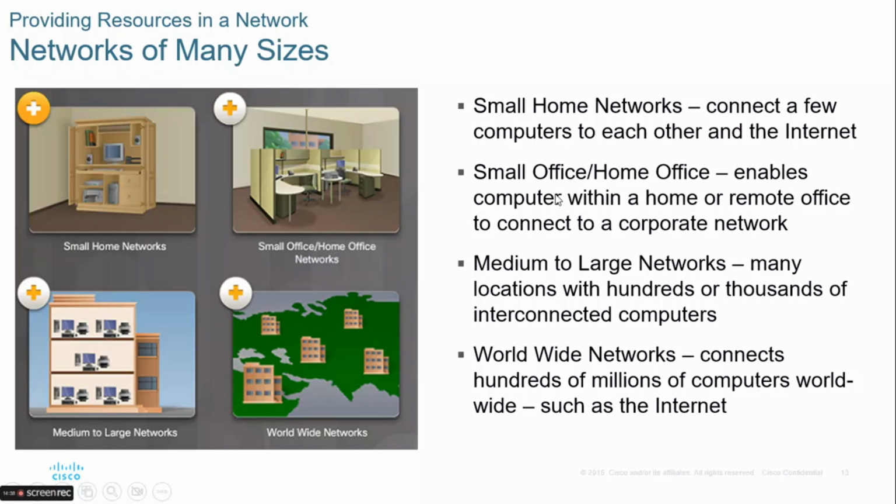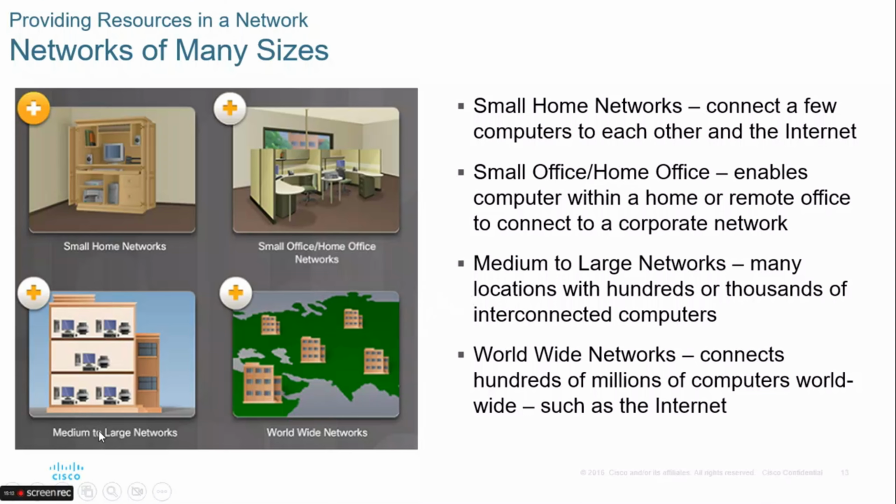Second picture, we've got small office / home office. Sometimes it is abbreviated as SOHO, S-O-H-O. So that kind of a network, it exists in a small, medium organization, whereby it enables computers within a home or remote office to connect to a corporate network. You can see it's not so big a network.